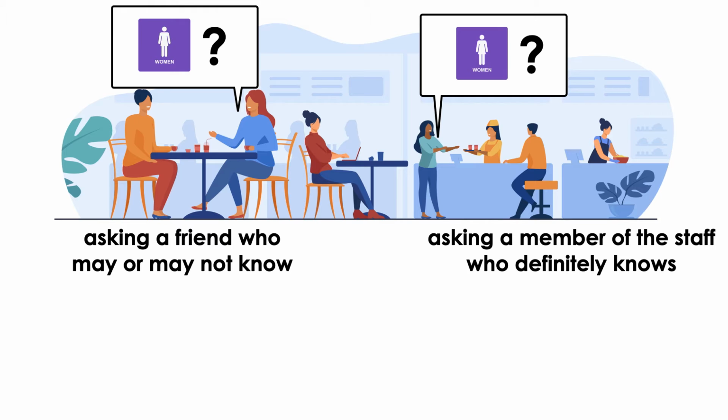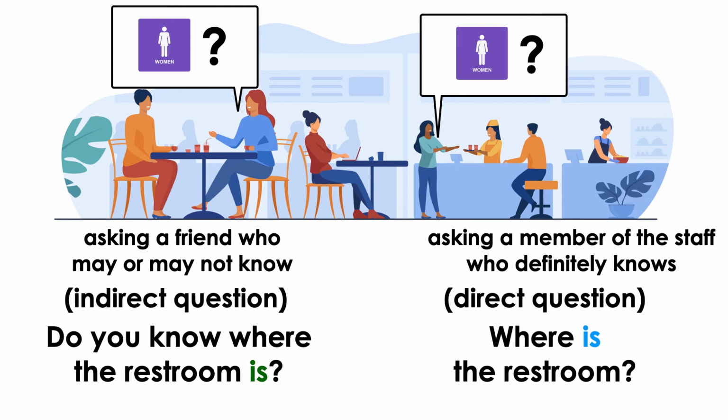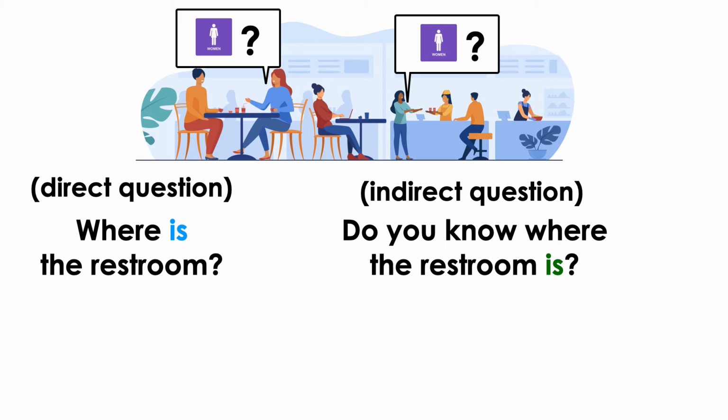For the woman asking her friend, we would use an indirect question. "Do you know where the restroom is?" For the woman asking the staff member, we would use a direct question. "Where is the restroom?" Notice the position of the be verb in the direct question, and then in the indirect question. The "is" gets moved to the end of the sentence.